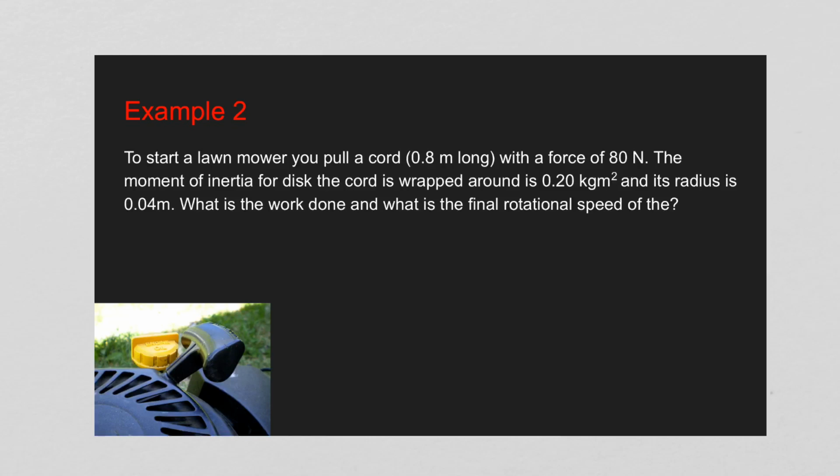And just for fun, let's look at a lawnmower. So at lawnmower, you have a cord 0.8 meters long. You're going to pull it with a force of 80 newtons, and I give you its moment of inertia for that little pull disc. It is a super fun thing to do. So let's take a look.